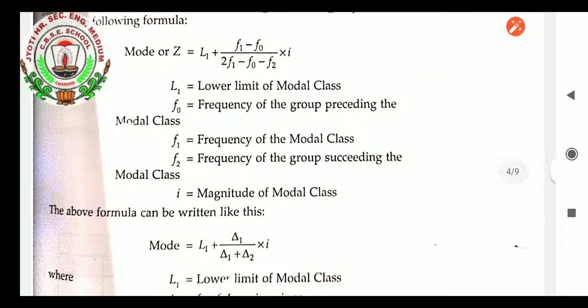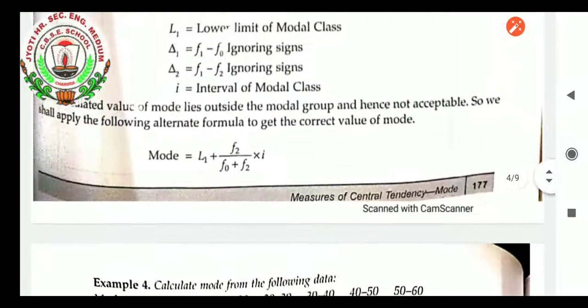The above formula can also be written like this: mode equals L1 plus delta 1 upon delta 1 plus delta 2. But it is not easily understood and remembered by students. So it is easy, which formula will you be using? This formula. Write in your copy that z equals L1 plus (f1 minus f0) divided by (2f1 minus f0 minus f2), into i. Okay. Now let us proceed.